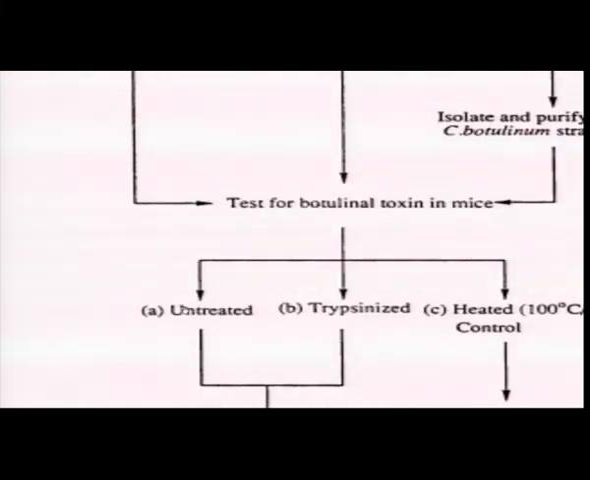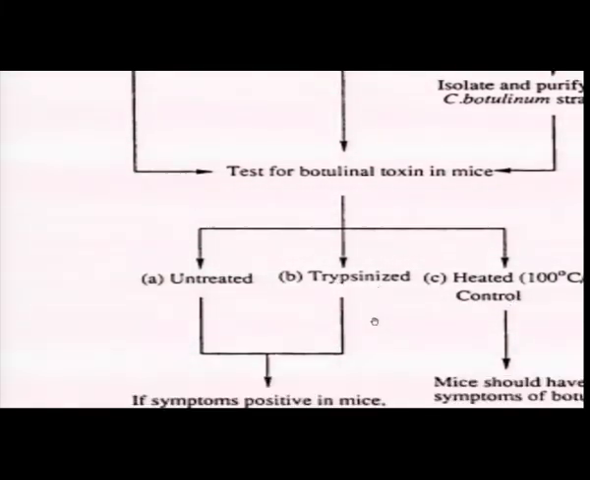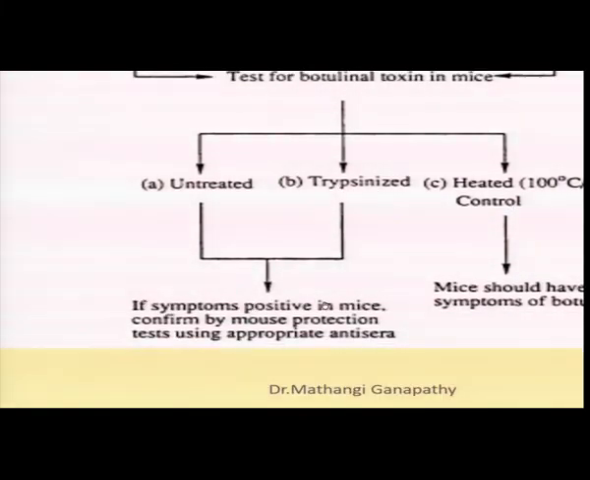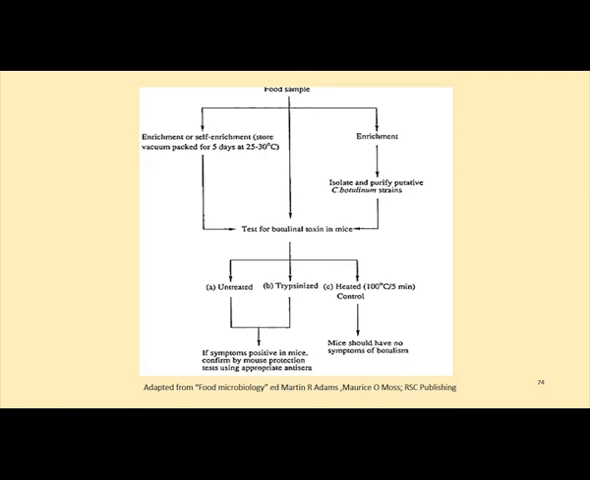So we have the untreated mice, we have the trypsinized botulinum toxin, and we have the heated control. If the symptoms stay positive in mice, then we have to study by the mouse protection test using appropriate antisera. The mouse should have no symptoms of botulism in the case of the heated control. So even though this is the ultimate test, normally we don't do this because of the danger.